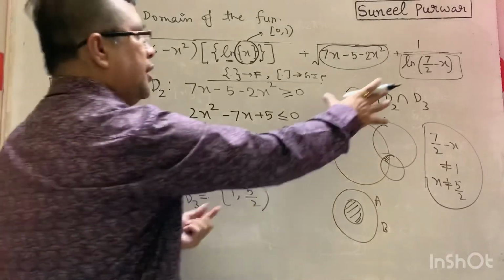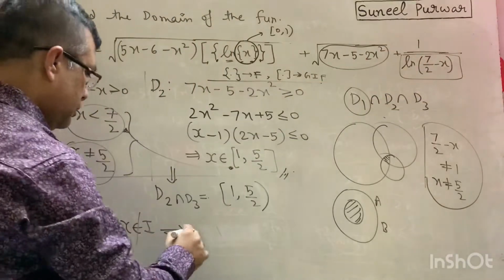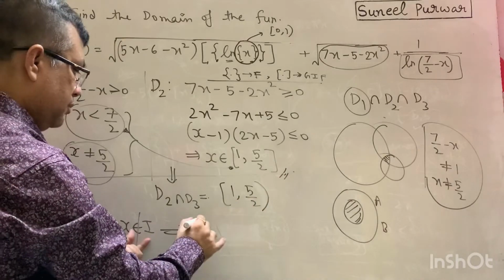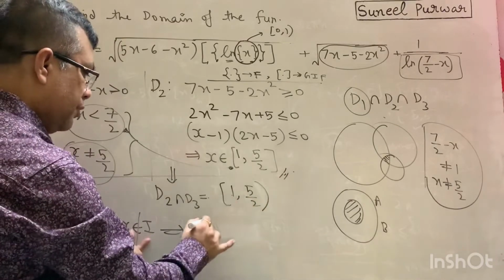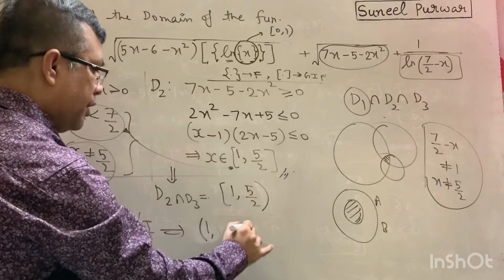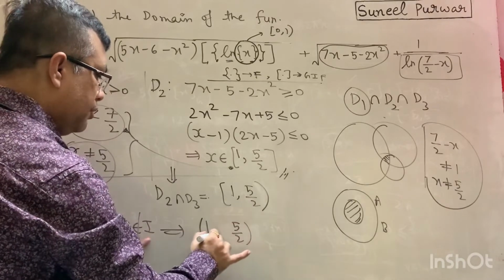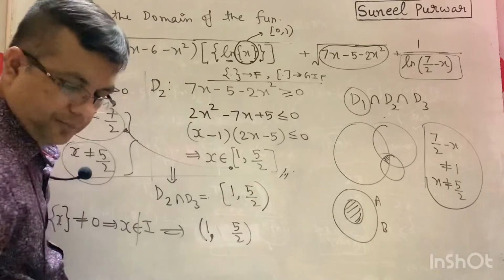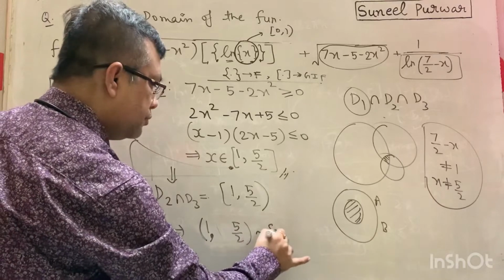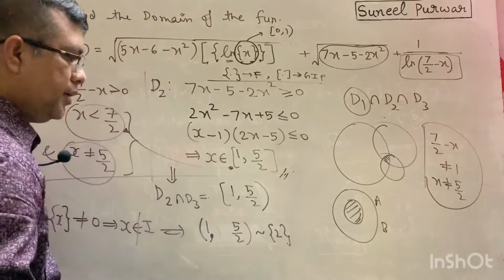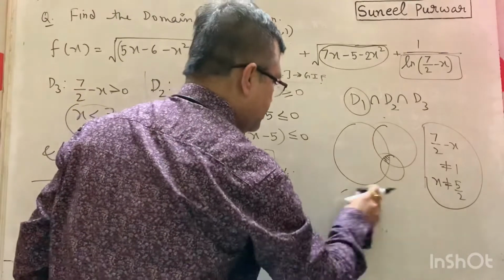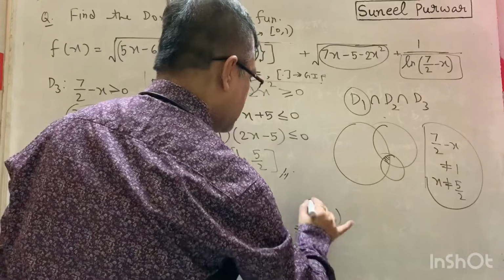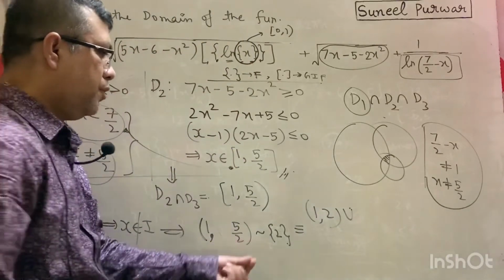This is already the intersection of these two. So this means remove all the integers from this domain. It will become what? Open interval 1 up to 5 by 2. But there is one more integer in between, that is 2. So you can say minus 2, which can be rewritten as open interval 1 comma 2 union 2 comma 5 by 2.